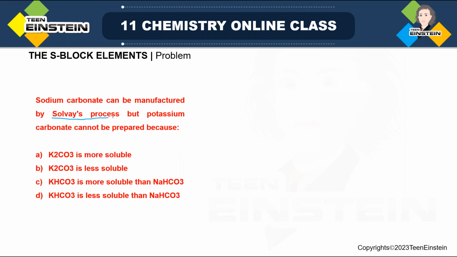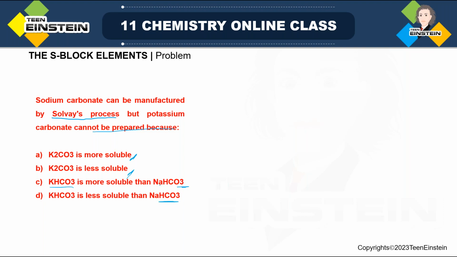Solve a process-related problem. It is saying that sodium carbonate can be manufactured by the Solvay process. Remember, we have used this process, right? But potassium carbonate cannot be prepared. Remember, I have already given this information, that potassium carbonate you cannot make in the Solvay process, and there is a particular reason for this. So that reason you have to choose from these options. So what is the actual reason? K2CO3 more soluble, K2CO3 less soluble, potassium bicarbonate more soluble than NaHCO3, potassium bicarbonate less soluble than NaHCO3.